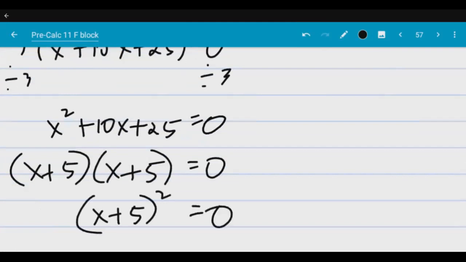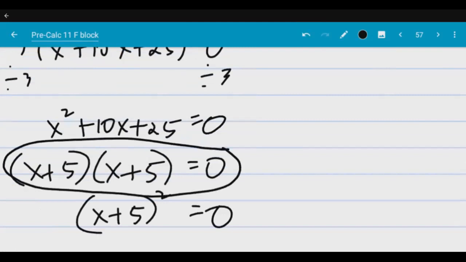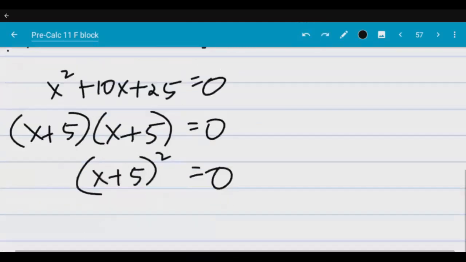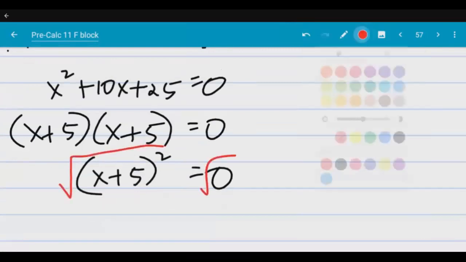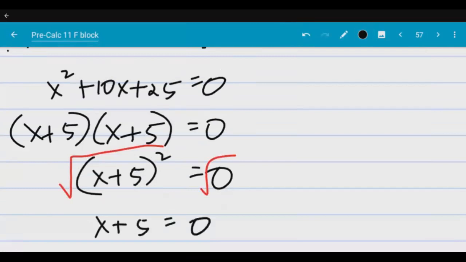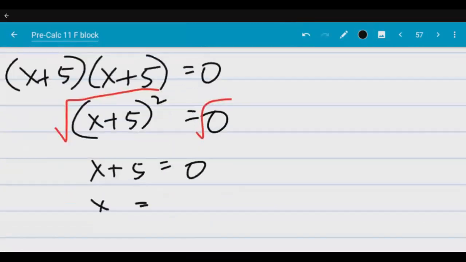Yeah? Okay. Now, either you get the square root of both sides here, or with this step, you split up x plus 5 into two parts. It's really going to be the same thing, right? So if you try this, let's get the square root of both sides. That would be x plus 5 equals 0. Therefore, x equals negative 5. Yep, and there's your answer.